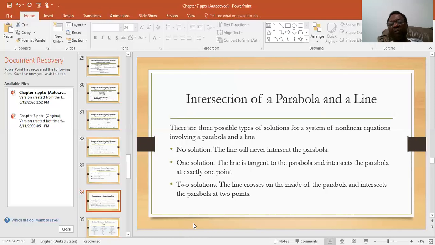There are three possible types of solution for a system of nonlinear equations involving a parabola and a line. If we have two equations, one is a line, the other is a parabola, there might be no solution, meaning the parabola and the line do not intersect. There could be one solution, meaning they intersect at exactly one point. And there could be two solutions, meaning they intersect at exactly two points. So either there is no solution, one solution, or two solutions if we intersect a parabola with a line.